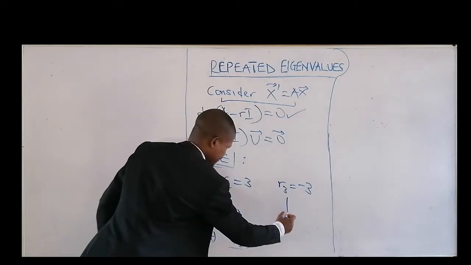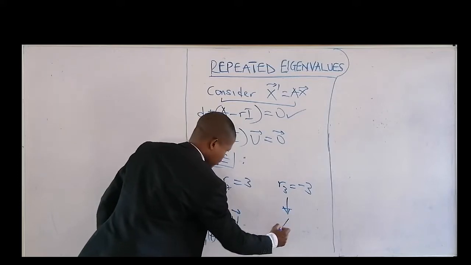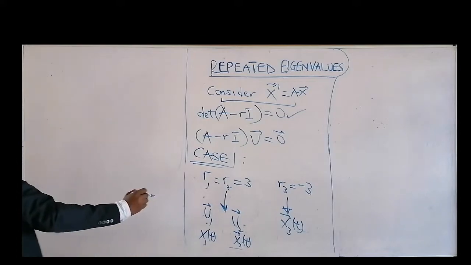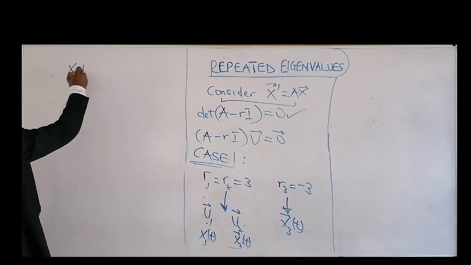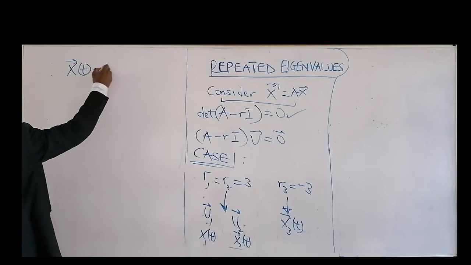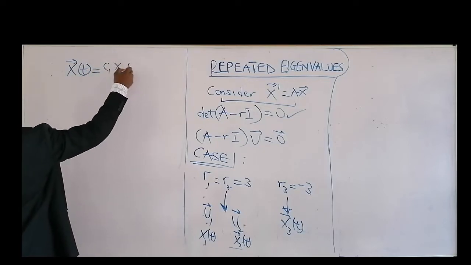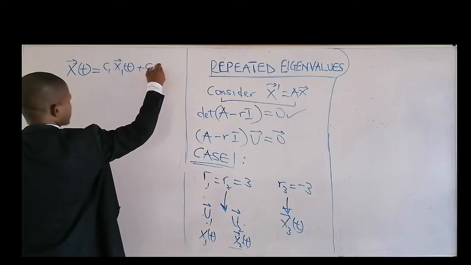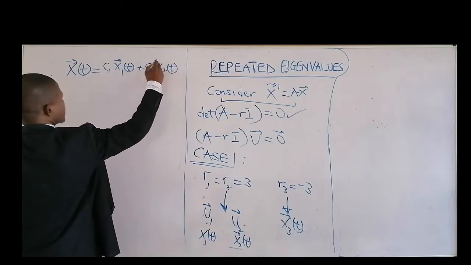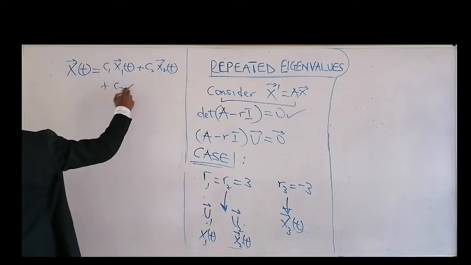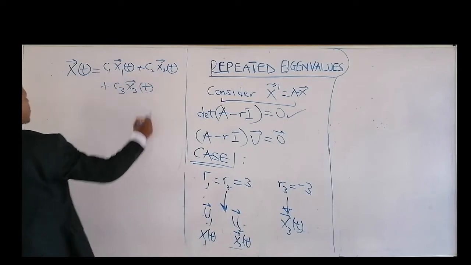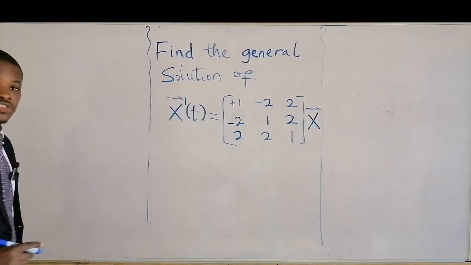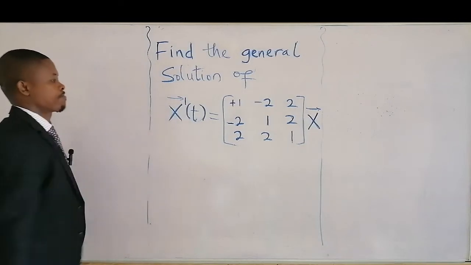And then for the third one, you have your solution, which will be this. So in that case, the general solution will be equal to C1, C2, and then plus C3. Now, find the general solution of this system.